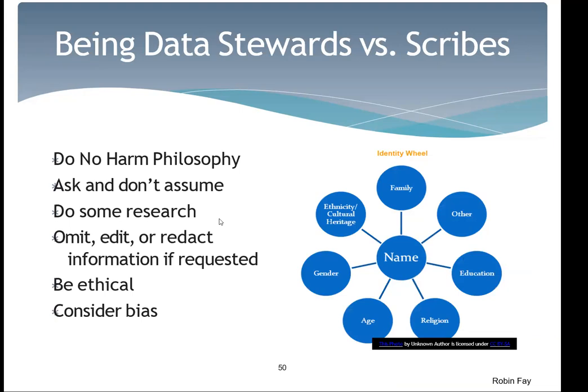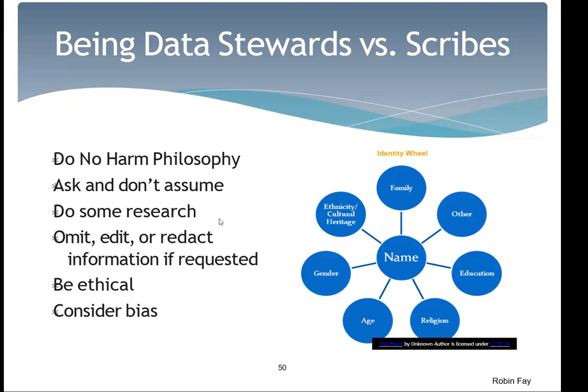Sometimes we have to be a scribe. We just have to record what we are working on, describe it as best we can, and move on. But really, when you're thinking about identities and you're thinking about people, assume the "I want to do no harm" philosophy. This is an area where we can do something that's really worthwhile and important work.